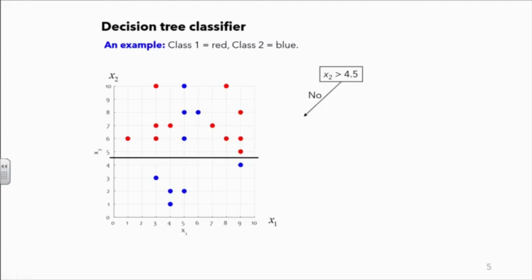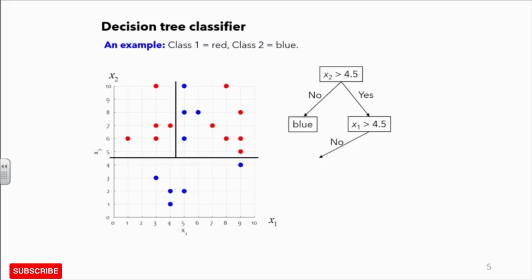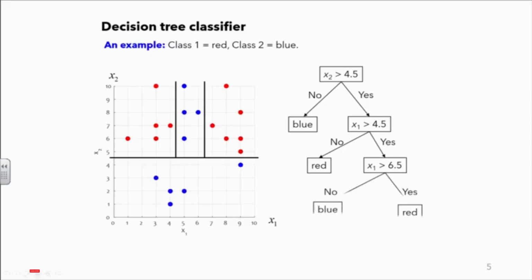So if it's less, then this is blue. If it's above, well, we could split again. If x1 greater than 4.5, no, well then this is red. So if x1 is smaller, then this is red. So we are on that side. We could do that split again. If x1 is greater than 6.5, then yes, this is red. No, this is blue.